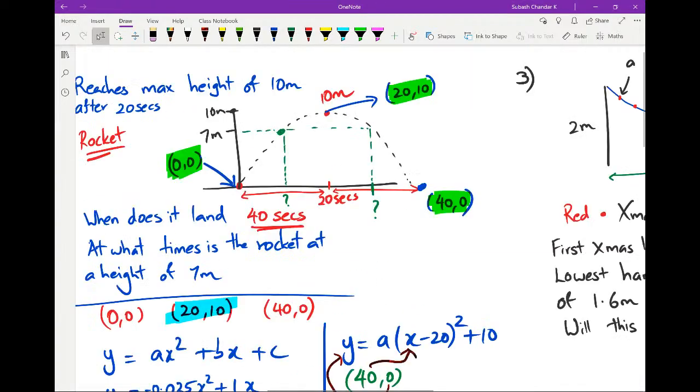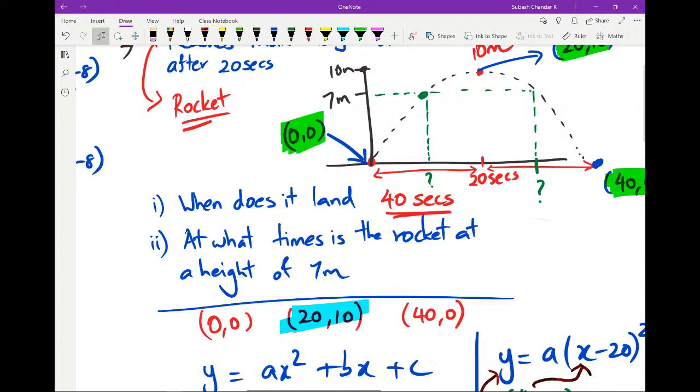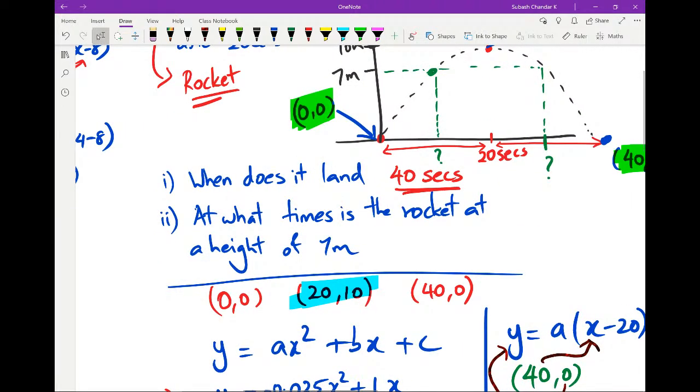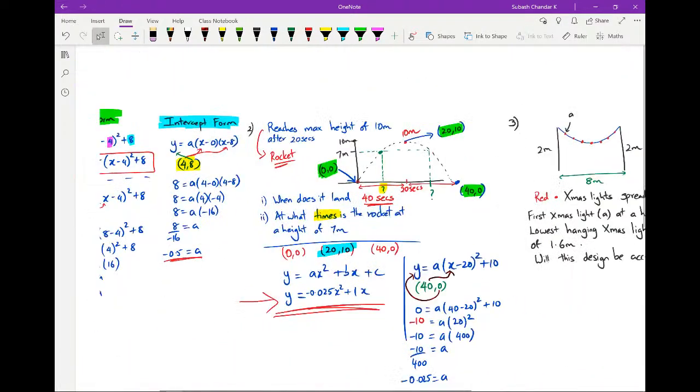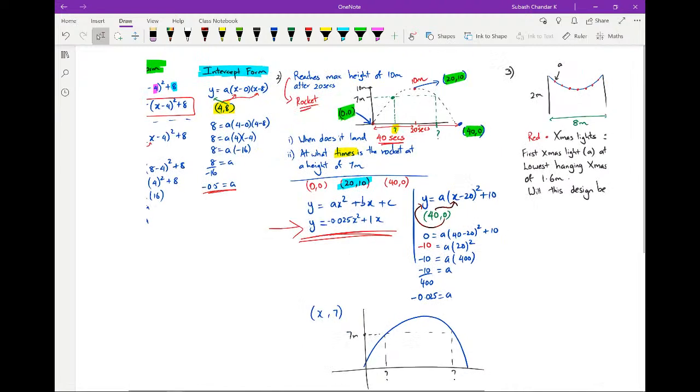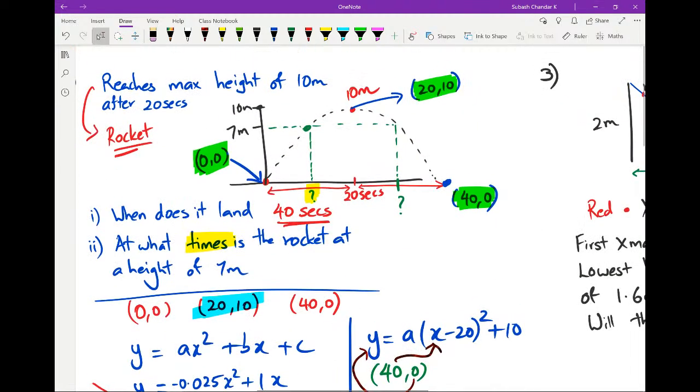So if you go back to the question, where was the question? At what times is the rocket at a height of 7 meters? So that's why we've got 2 times. All right. The first time was, was it 9 point something seconds? Yeah, 9.05 and 30.95.